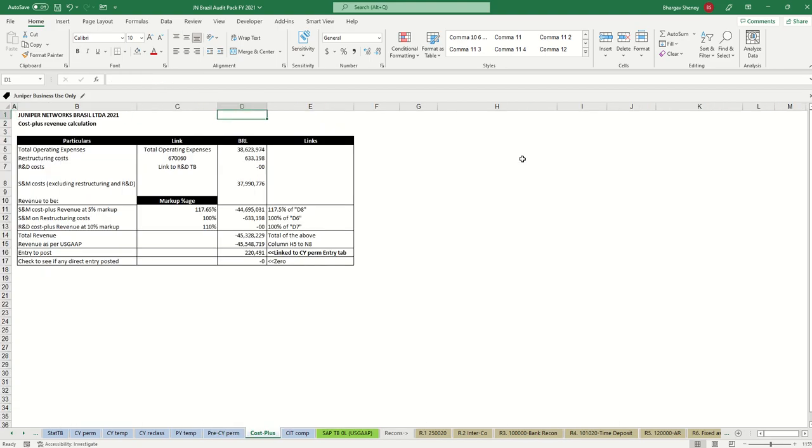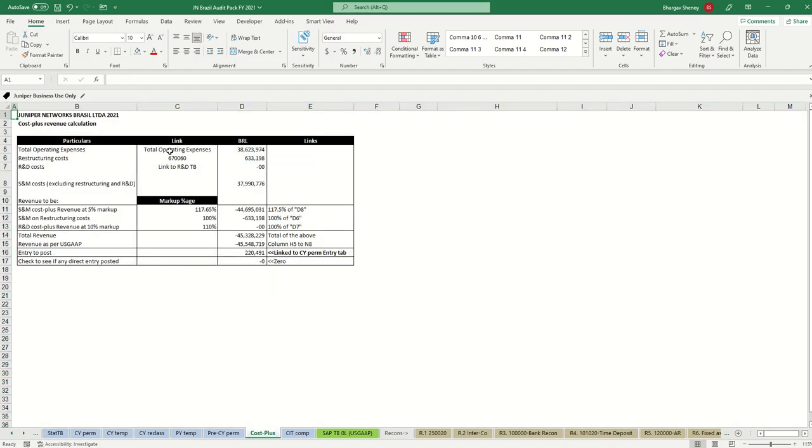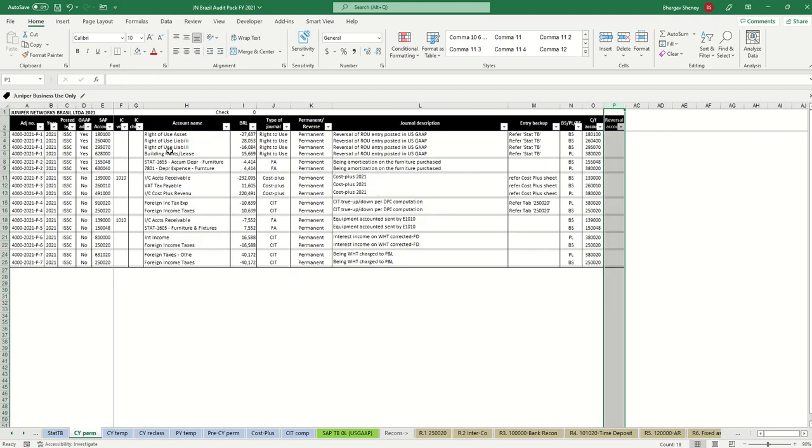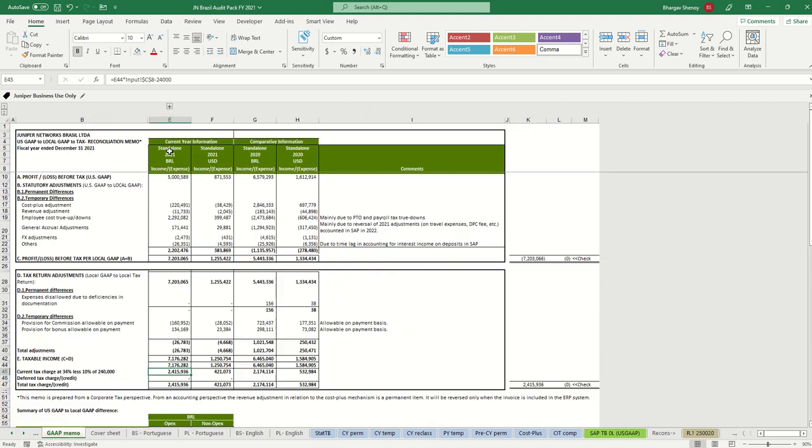Cost plus again, this number is the total operating expenditure that we have, which is coming from the stat trial balance. And then all of this is discussed in the roll forwards. I'll not explain again and just add on to the minutes. Okay, so that's about it.